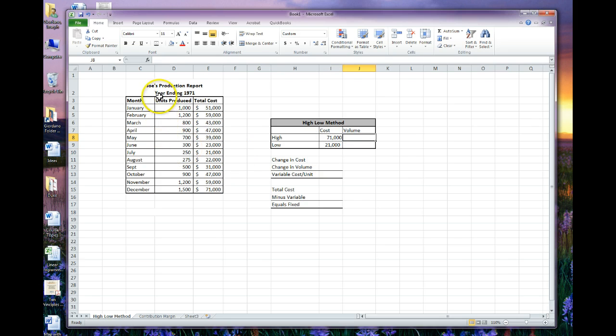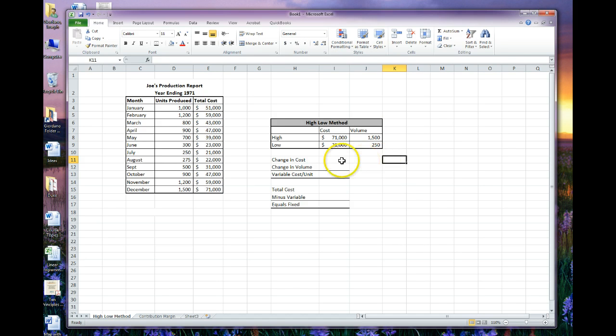Same thing with your volume. Volume is your units produced. My $71,000 was produced based on 1,500 units, and my low volume is 250. As you can see, I'm doing it backwards, so let's hold on, because volume should be, there we go. Volume is in units always, cost would be in dollars.